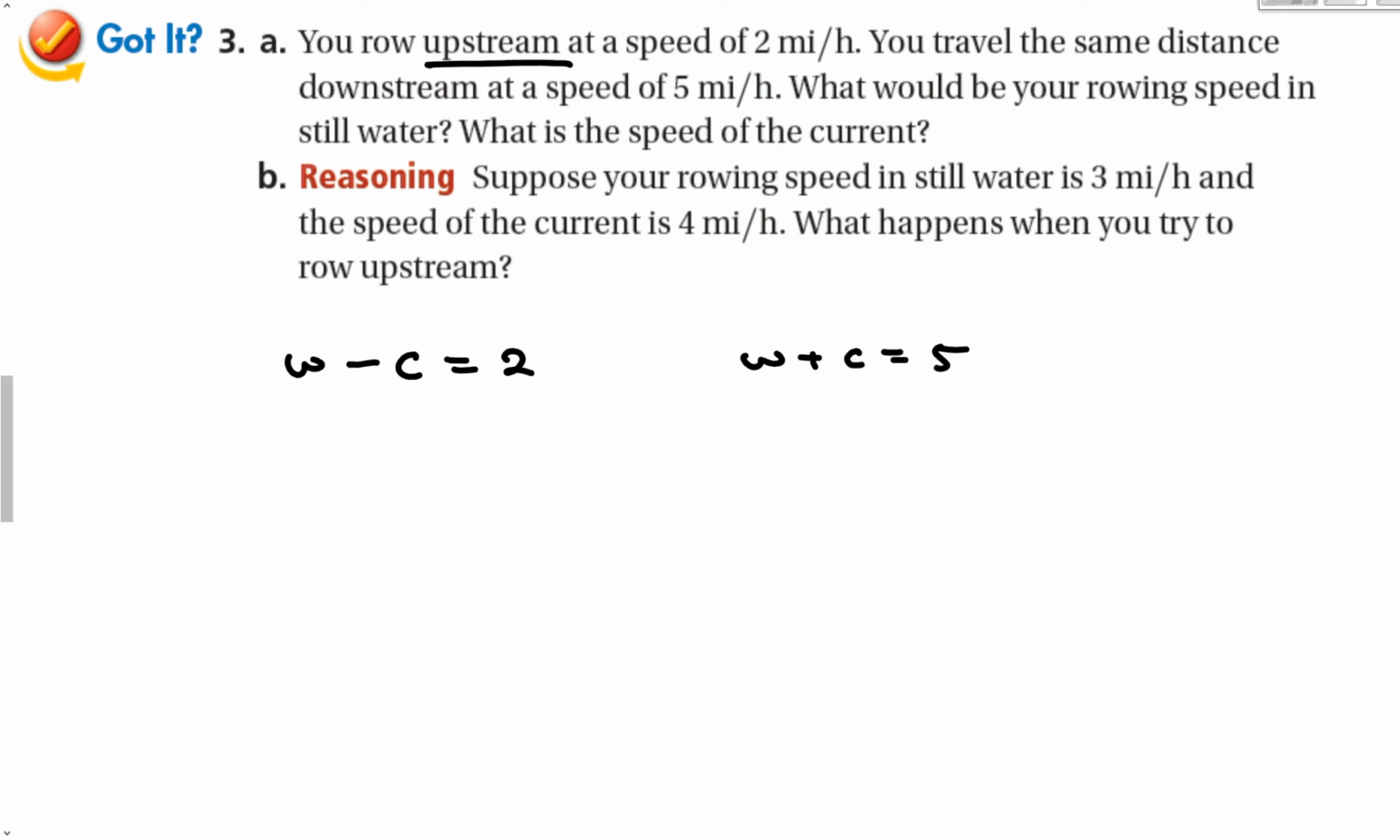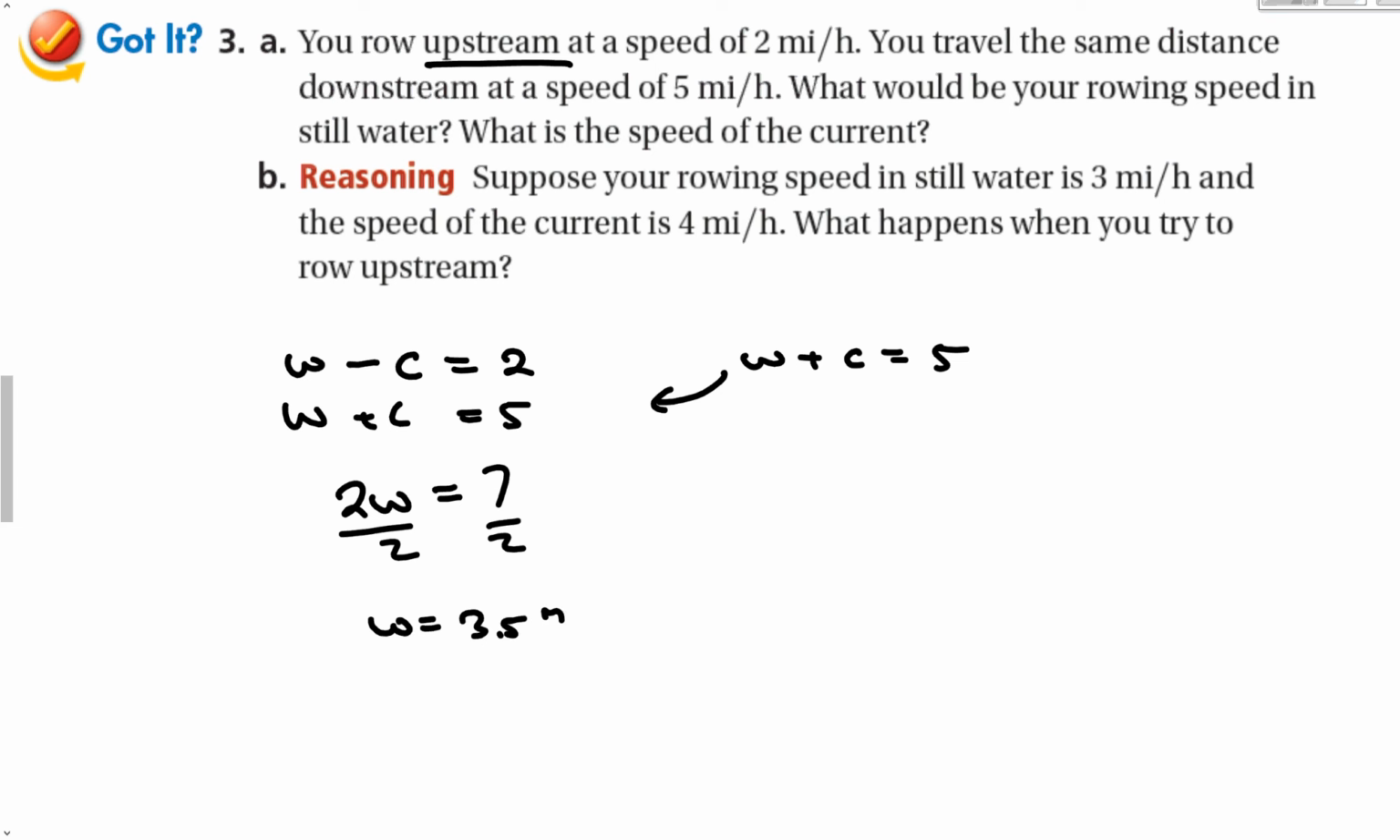And again, the best way to solve these is with elimination. So I'm just going to move this second equation over to there. Water speed plus the current is equal to 5. So that's 2W equals 7. Divide out the 2. So W is going to be equal to 3.5 miles per hour.